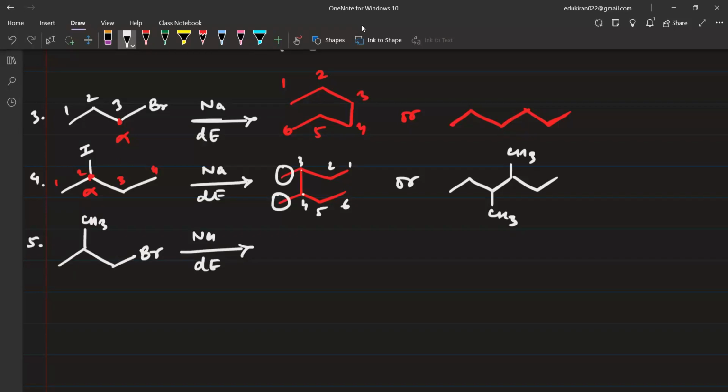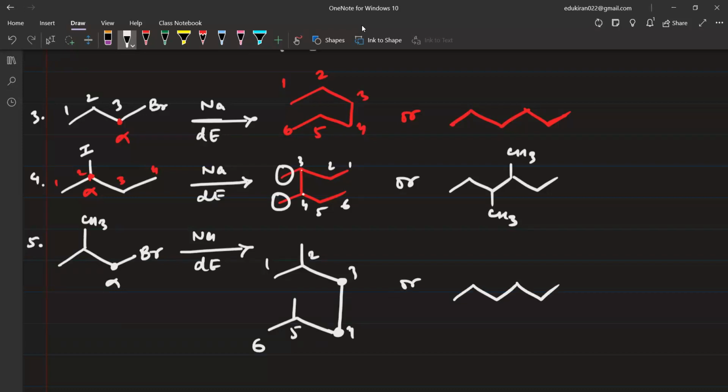Now, when I look at the fifth carbon atom, this is my alpha. So I will write 1, 2 like this, and then I will attach these two carbon atoms. This is my alpha, and this is my alpha. Now, when I number it 1, 2, 3, 4, 5, and 6, the second carbon atom has a CH3 group, and the fifth carbon atom also has a CH3 group. These are the groups here.